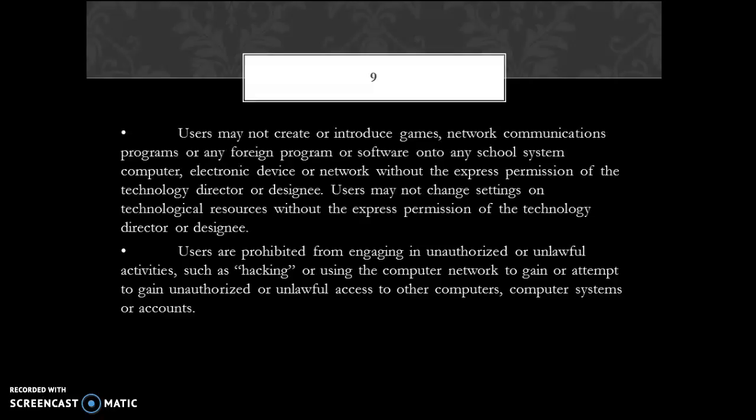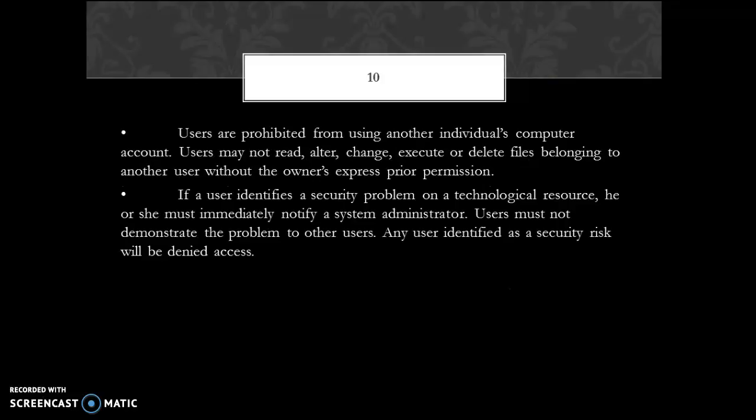Users are prohibited from engaging in unauthorized or unlawful activities such as hacking or using the computer network to gain or attempt to gain unauthorized or unlawful access to other computers, computer systems, or accounts. Users are prohibited from using another individual's computer account. Users may not read, alter, change, execute, or delete files belonging to another user without the owner's express prior permission.